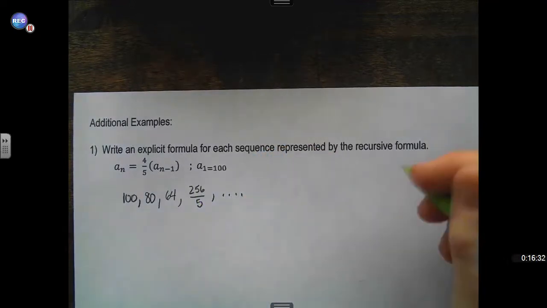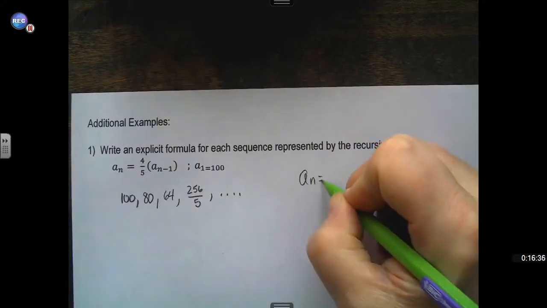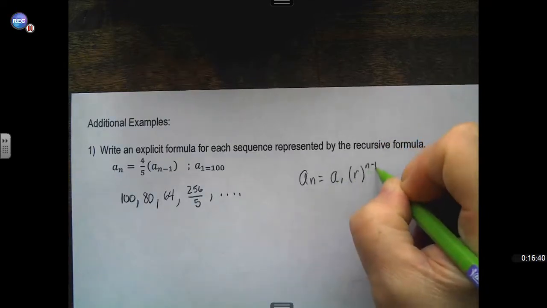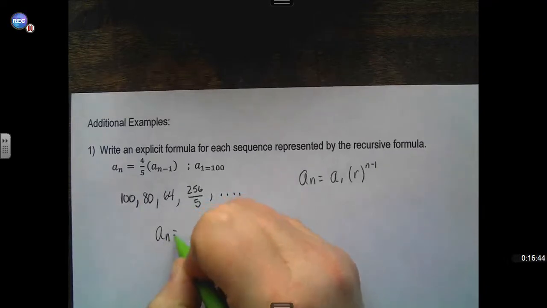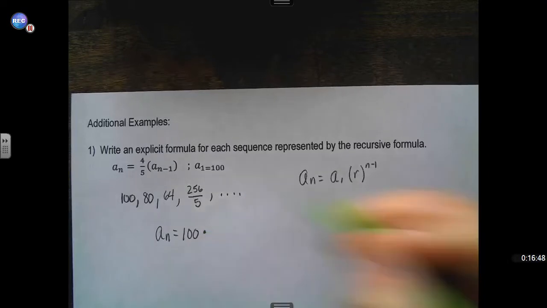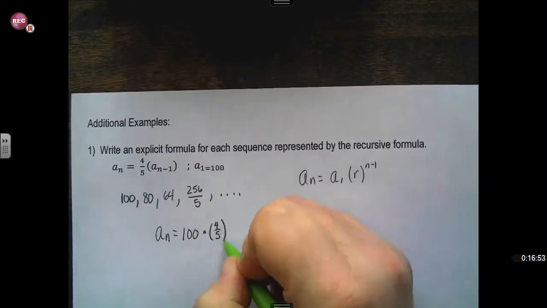And we're supposed to write an explicit formula. So explicit formula, a sub n equals a sub 1 times r to the n minus 1. So for this problem, a sub n equals the first term, which is 100, times r, which is 4/5, to the n minus 1.